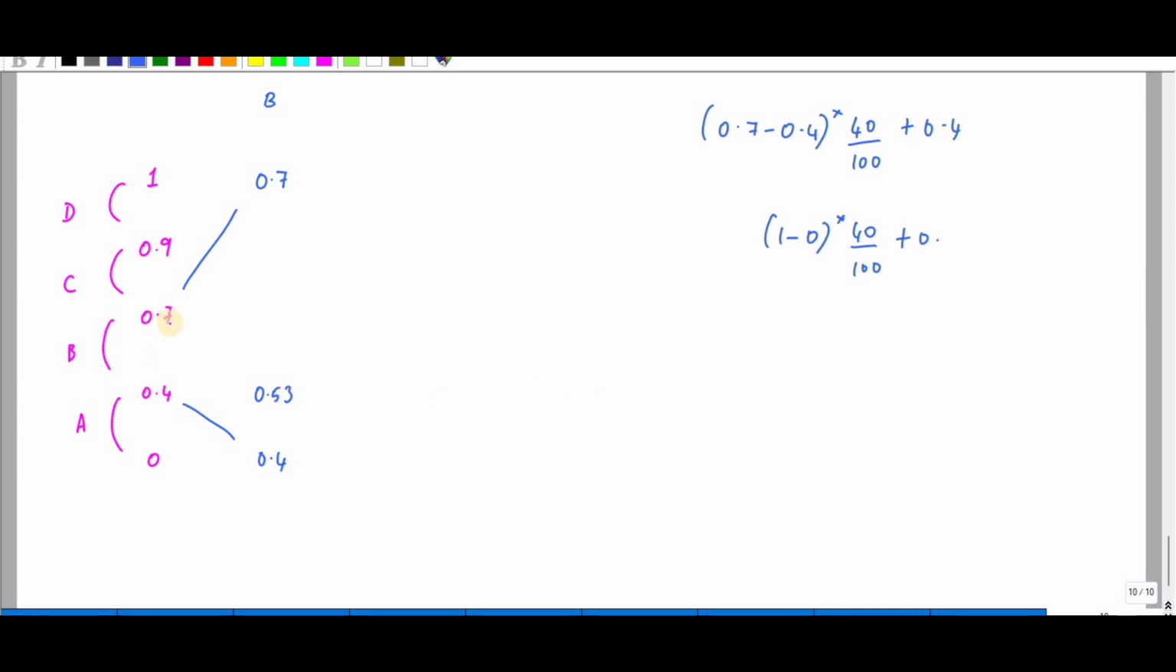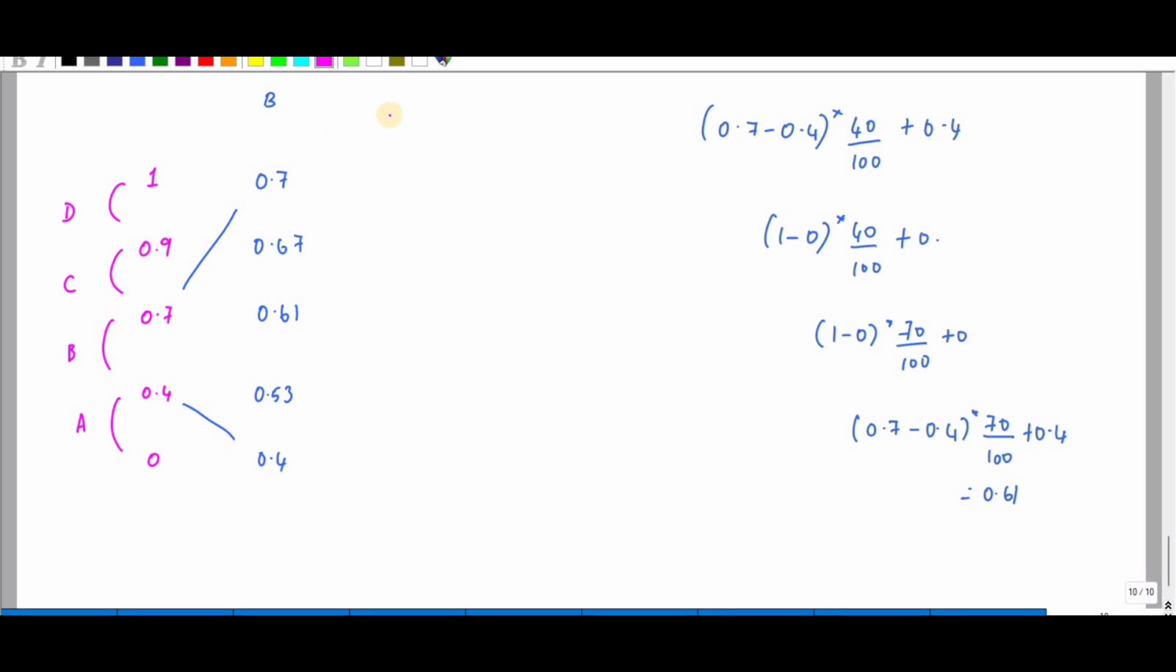How to find 0.7? 0.7 is 70%. So 1 minus 0 into 70% by 100 plus 0 is equal to 0.7. Likewise, 0.7 minus 0.4 into 70% plus 0.4 gives 0.61. Instead of 70%, if I put 90%, you will get 0.67. So this is for B.